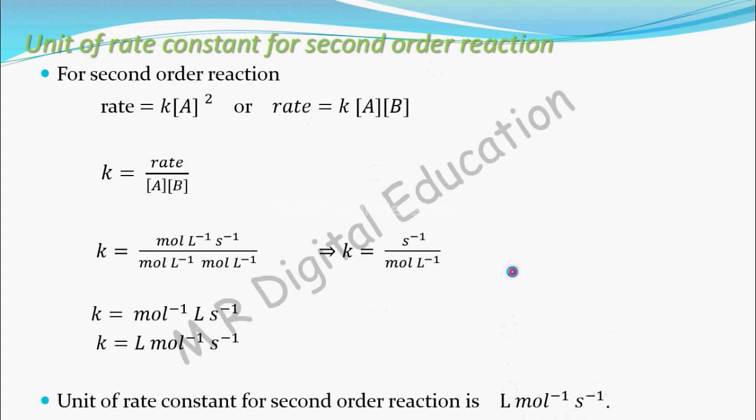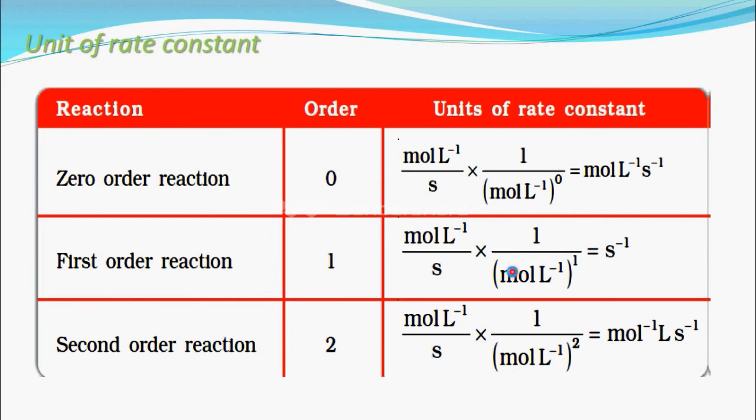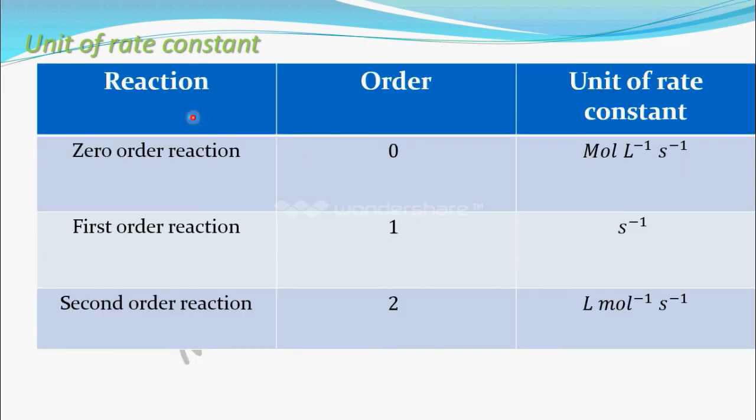Let's see all these units in a table. See, this is the reaction order, this is the unit of rate constant. For a zero order reaction, the order is 0 and the unit of rate constant is mole per liter per second. For a first order reaction, the order is 1 and the unit of rate constant is per second. For a second order reaction, the order is 2 and the unit of rate constant is liter per mole per second. Remember all these units, these are very important.